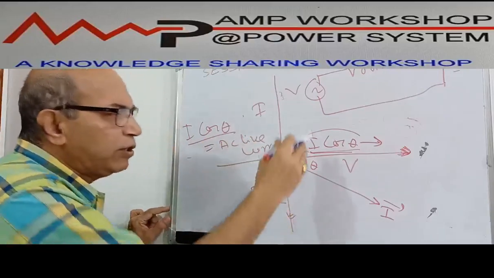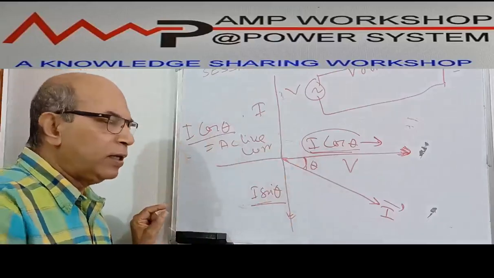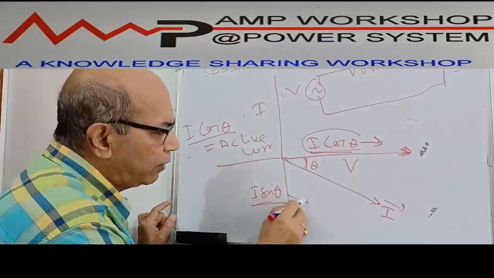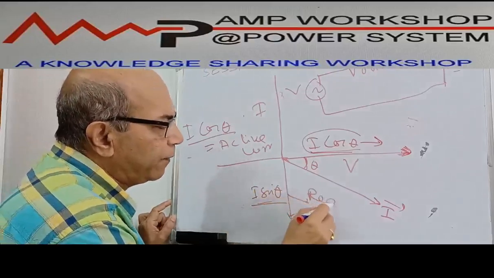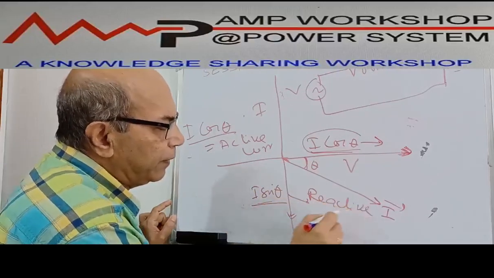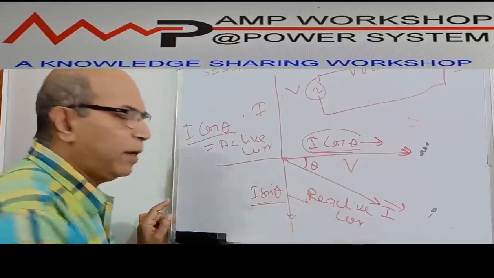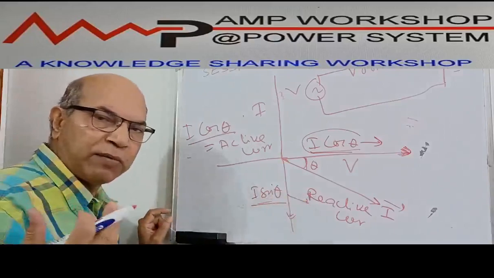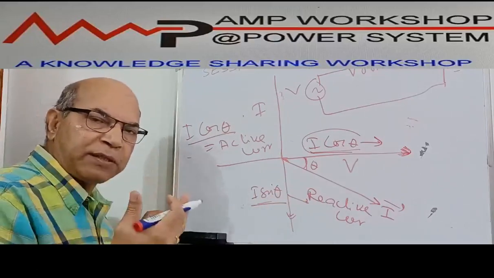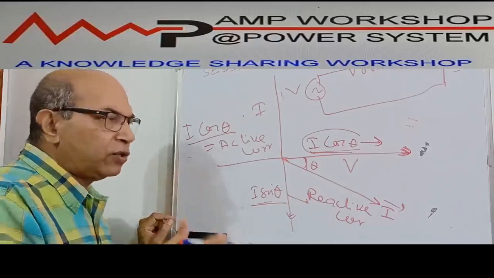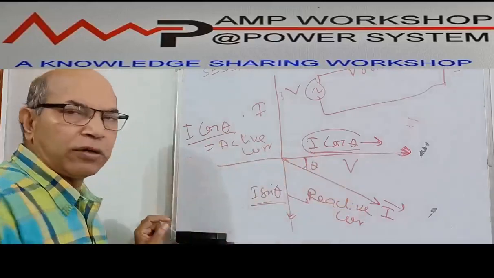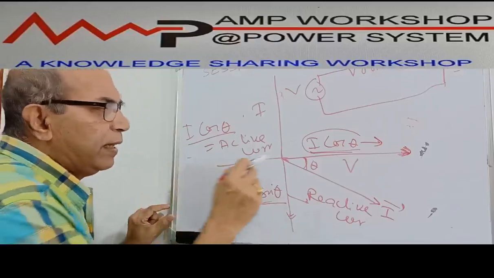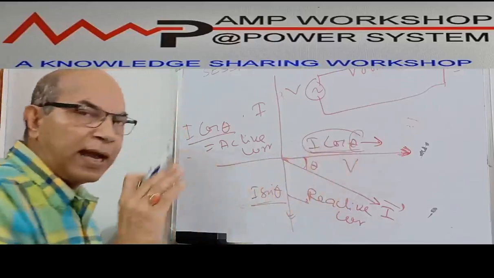And the component which is perpendicular to I cos theta, we call the reactive current. In an inductive circuit, this reactive current produces a magnetic flux or magnetic field. In a capacitive circuit, it produces capacitive charging. So this is the current resolution.